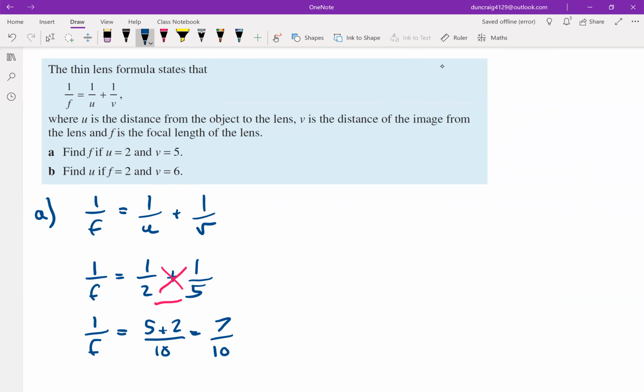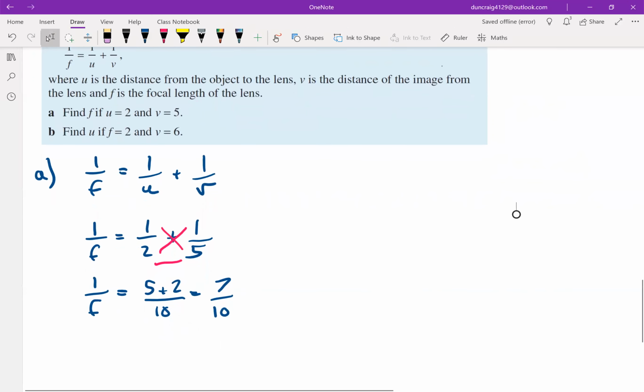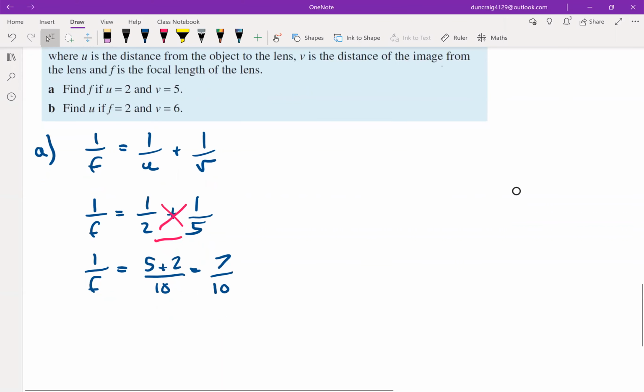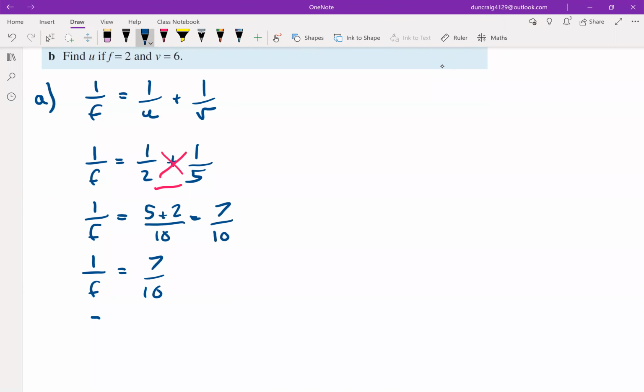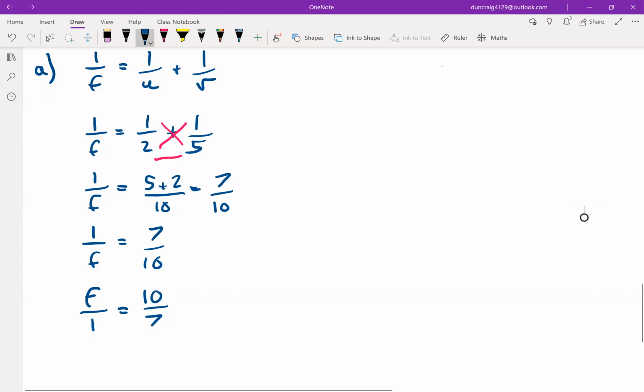Now, if I've got 1 over f, I want to do the reciprocal of that, and the reciprocal means just to flip the fraction. Now, the rule is if you flip a fraction on one side, you've got to flip the fraction on the other. So if I know that 1 over f is equal to 7 over 10, if I flip that 1 over f to now be f over 1, then I've got to flip the other fraction, 10 over 7, like so. But f over 1, if I divide anything by 1, it's just itself, so it's just going to be f is equal to 10 over 7, like so there.